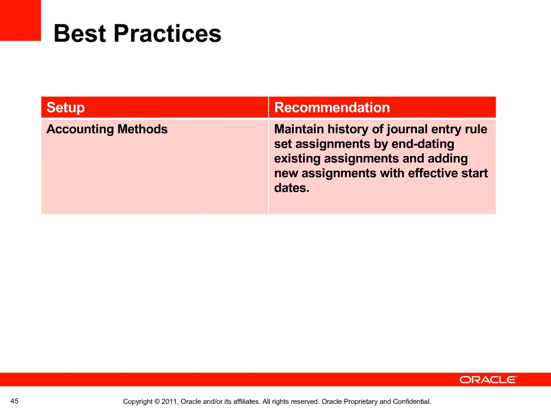You can maintain a history of journal entry rule set assignments in an accounting method. Over time, as the accounting rules change, instead of deleting assignments and replacing them with new ones, you can end date the existing assignments and add new ones with effective start dates. This maintains a history of the accounting rules and can help with audit documentation.